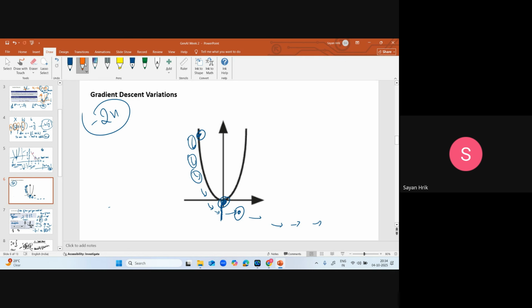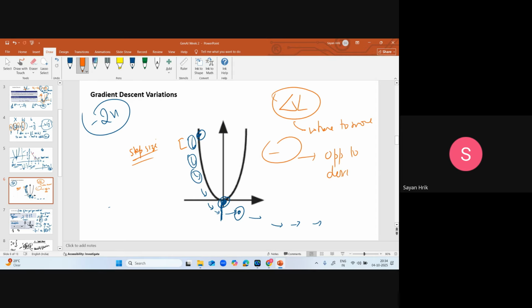This is basically decided by something called step size. Learning rate is another term for that. We can think of it like a step size, basically how much you should move. So I'll again come back. This loss function tells you where to move, right? This negative sign tells you go opposite to the derivative because I want to minimize it. Let me draw it again. This symbol, learning rate or step size, both the terms are correct. This tells you how much to move.